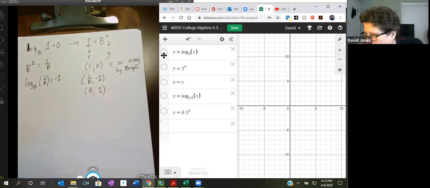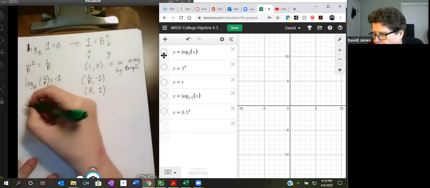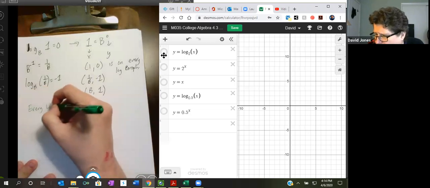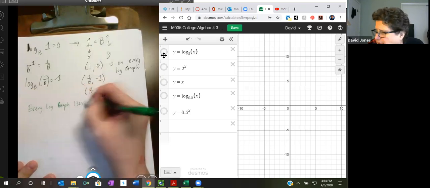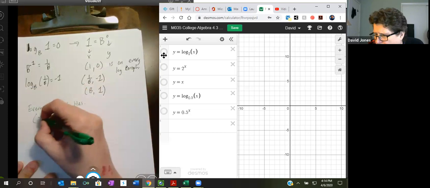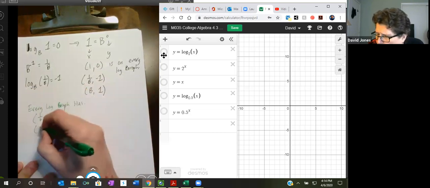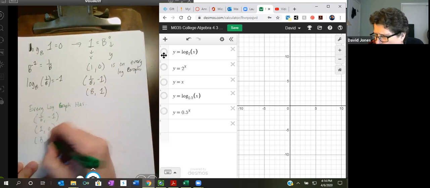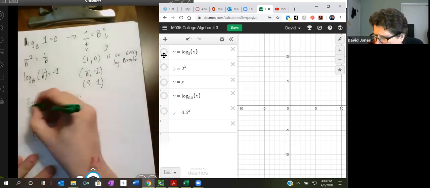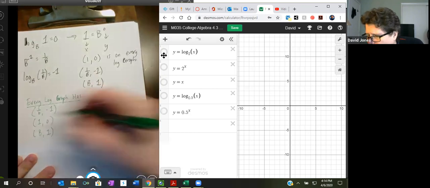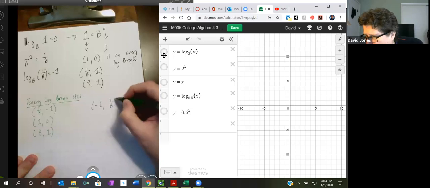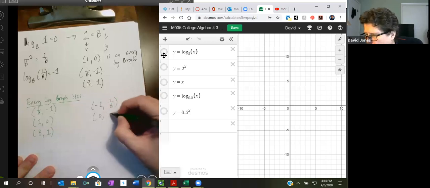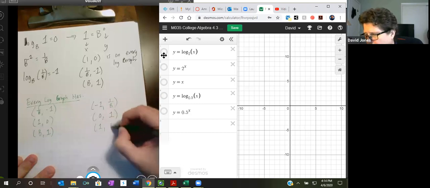This looks pretty familiar. Let's literally write it out. Every log graph has 1 over b comma negative 1, 1 comma 0, and b comma 1. What if we change the order? Negative 1 comma 1 over b, 0 comma 1, and 1 comma b.